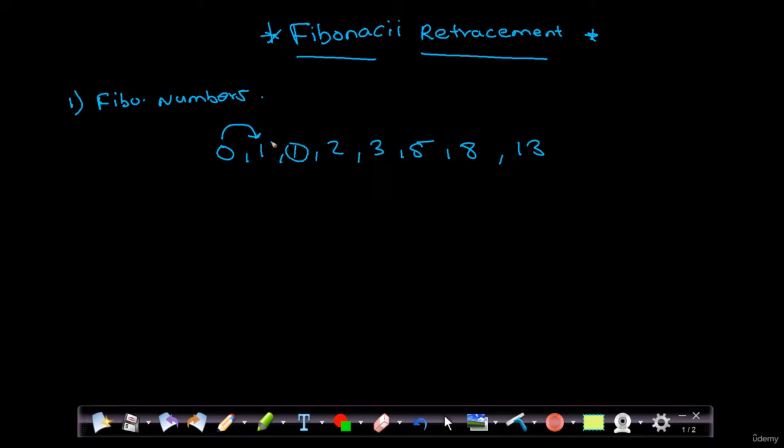Then the addition of the previous number and the current number will go to the next number, like 1 plus 1 is 2. Now 1 plus 2 is 3. 3 plus 2 is 5. Now what is meant by it? 3 plus 5 is 8. Okay, and 8 plus 5 is 13. That's the whole mathematical calculation of the Fibonacci numbers: addition of the previous number and the current one.